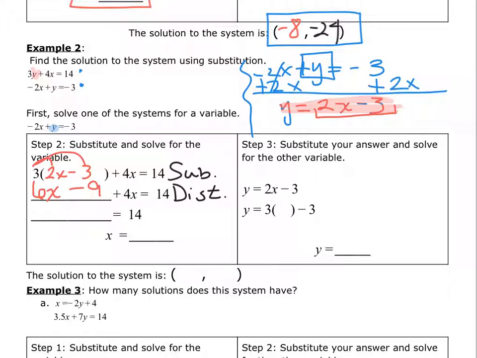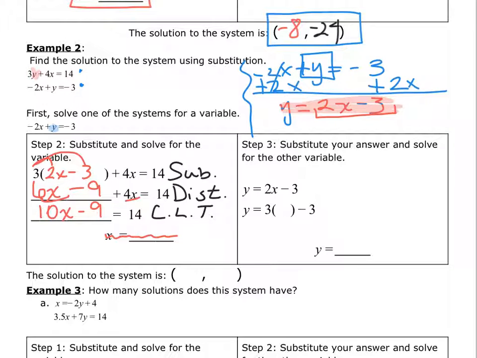All right, next I can combine like terms. Do y'all mind if I abbreviate combine like terms? CLT. So I have 6x and 4x is how many x's? So 10x minus 9 equals 14. I'm going to need more space, sorry.